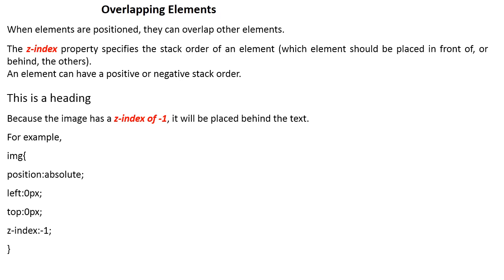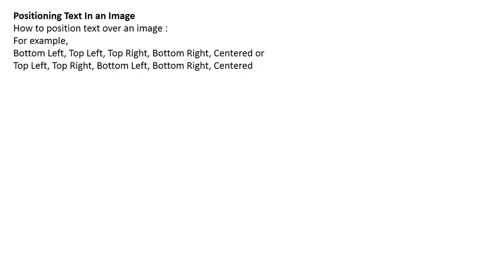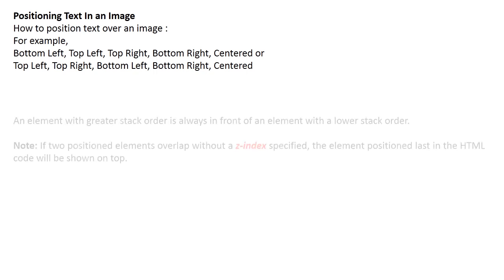For example, we have an image. The position of that image is absolute. Left is 0 pixels, top is 0 pixels, and z-index is -1. Now the next topic is positioning text in an image, how to position text over an image. For example, you can position it bottom left, top right, bottom right, or center. Or you can position it top left, top right, bottom right, or center.